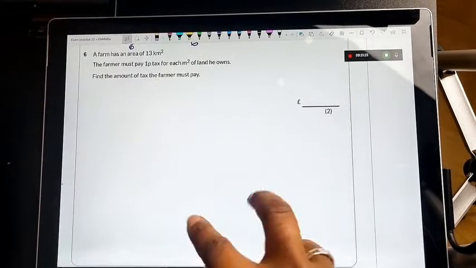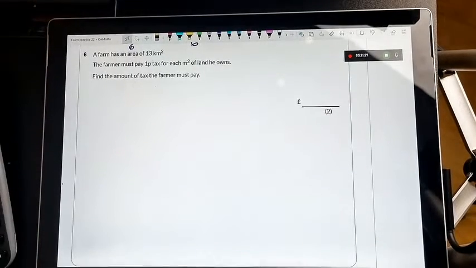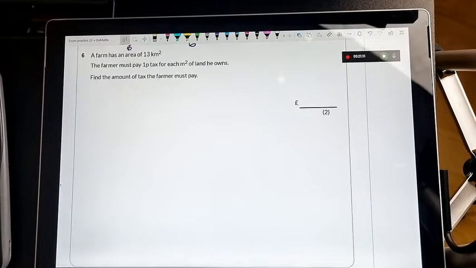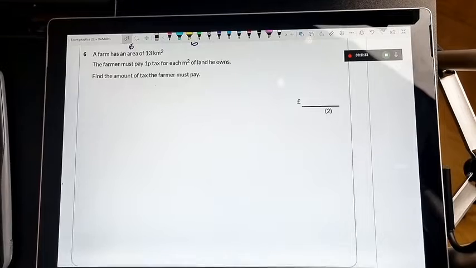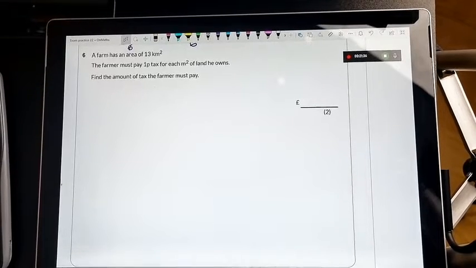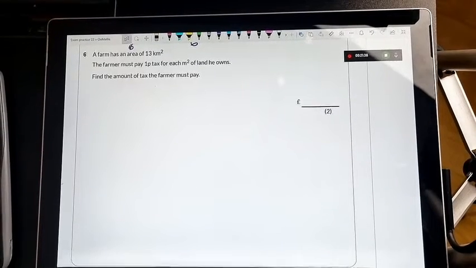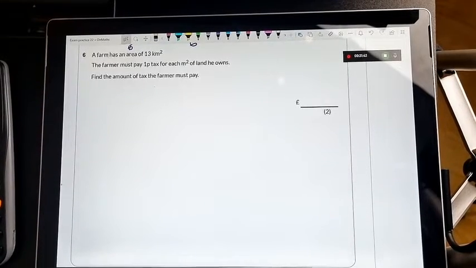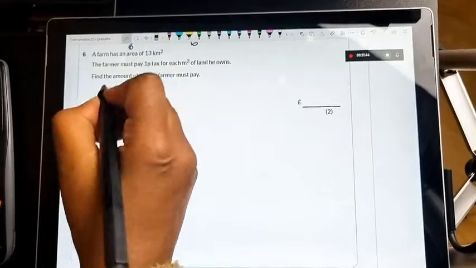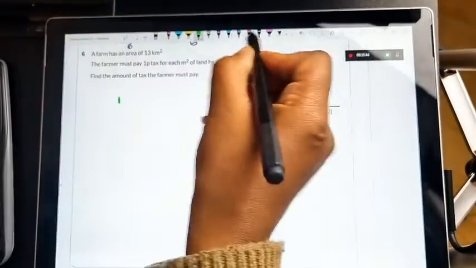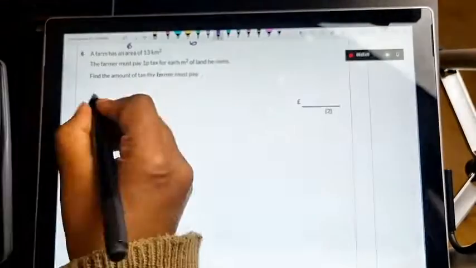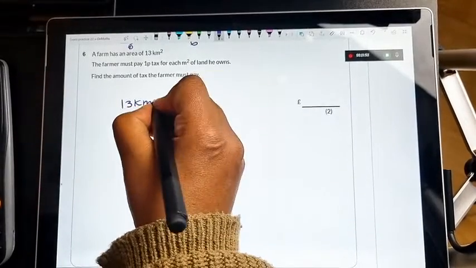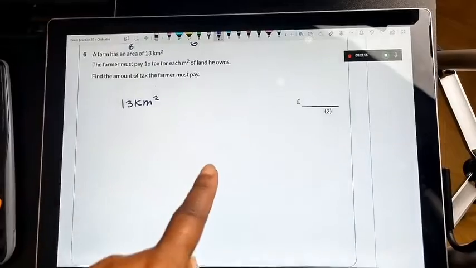Okay? Next one. A farm has an area of 13 kilometers squared. The farmer must pay 1p tax for each meter squared of land he owns. So find the amount of tax the farmer must pay. So let's do this in stages. The first thing we need to know, we have 13 kilometers squared. We need to remember the units.